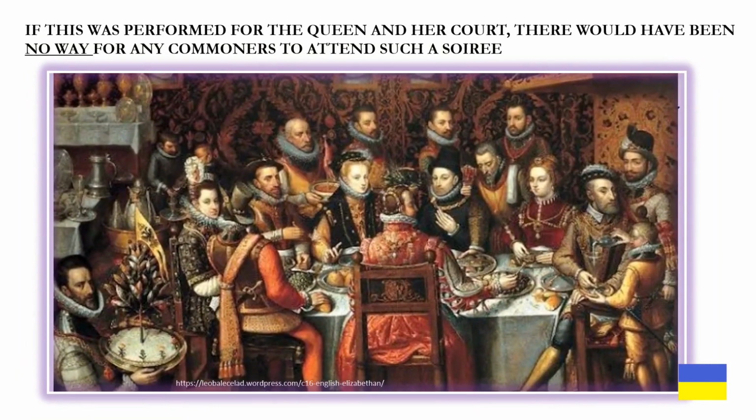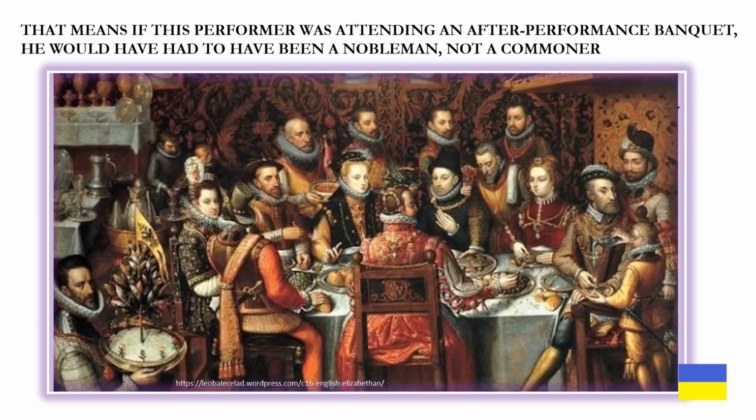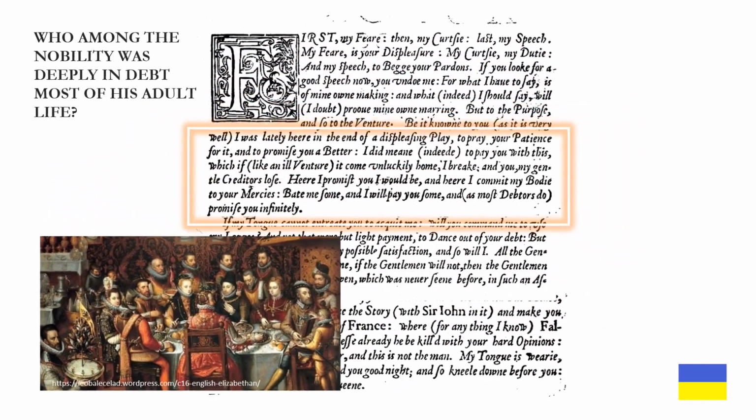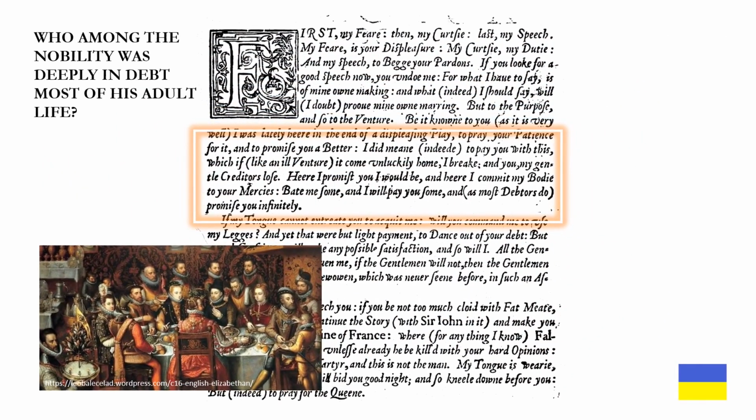If this was performed for the Queen and her court, there would have been no way for any commoners to attend such a soiree, and particularly in such an informal manner. They would have been servants only. That means if this performer was attending an after-performance banquet, he would have had to have been a nobleman, not a commoner. Who among the nobility was deeply in debt most of his adult life, as he insinuates in the first paragraph?